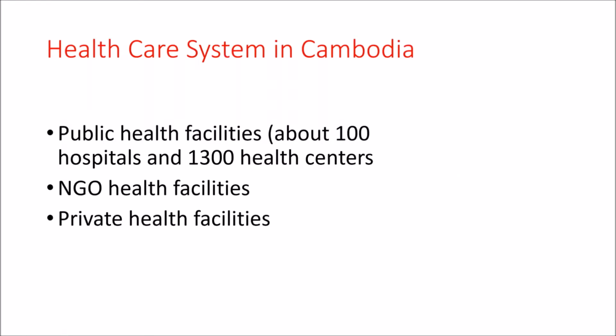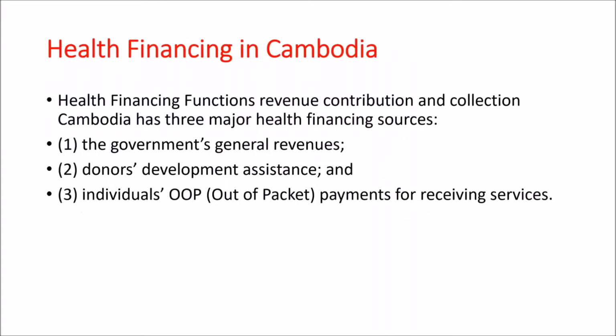So for the healthcare system in Cambodia, we have about 100 hospitals and 1,300 health centers, and we have some NGO facilities and private facilities. For the health financing in Cambodia, we have funding from the government, from the general revenue, and also from donor support, like from the USAID, World Bank, ADB, and other donors, JICA, UNICEF, etc. And also contributions from the out-of-pocket payment by the patient for the service received.